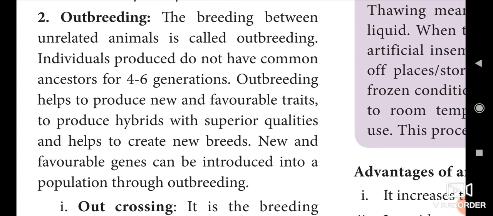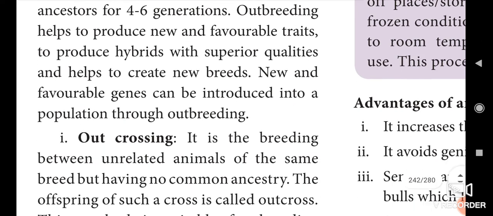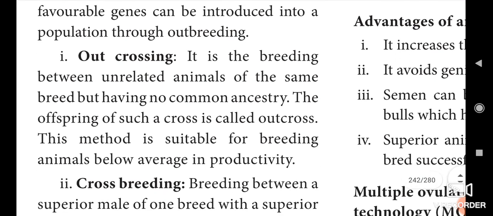Here the outbreeding helps to produce new and favorable traits, to produce hybrids with superior quality and to create new breeds. New and favorable genes can be introduced into a population through the outbreeding. Here first we see the outcrossing. It is the breeding between unrelated animals of the same breed but having no common ancestry. Species same but the generation is different. So that is called the outcrossing.